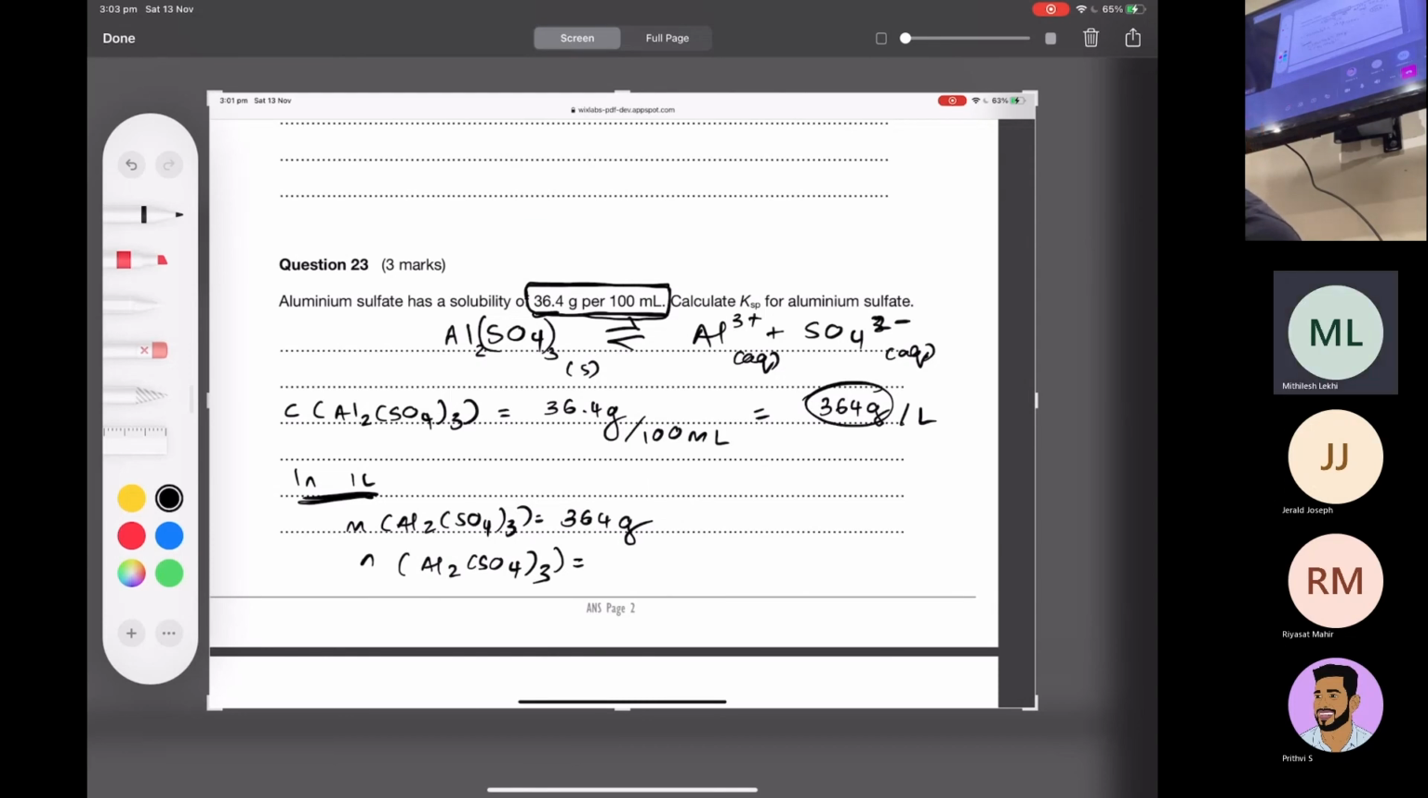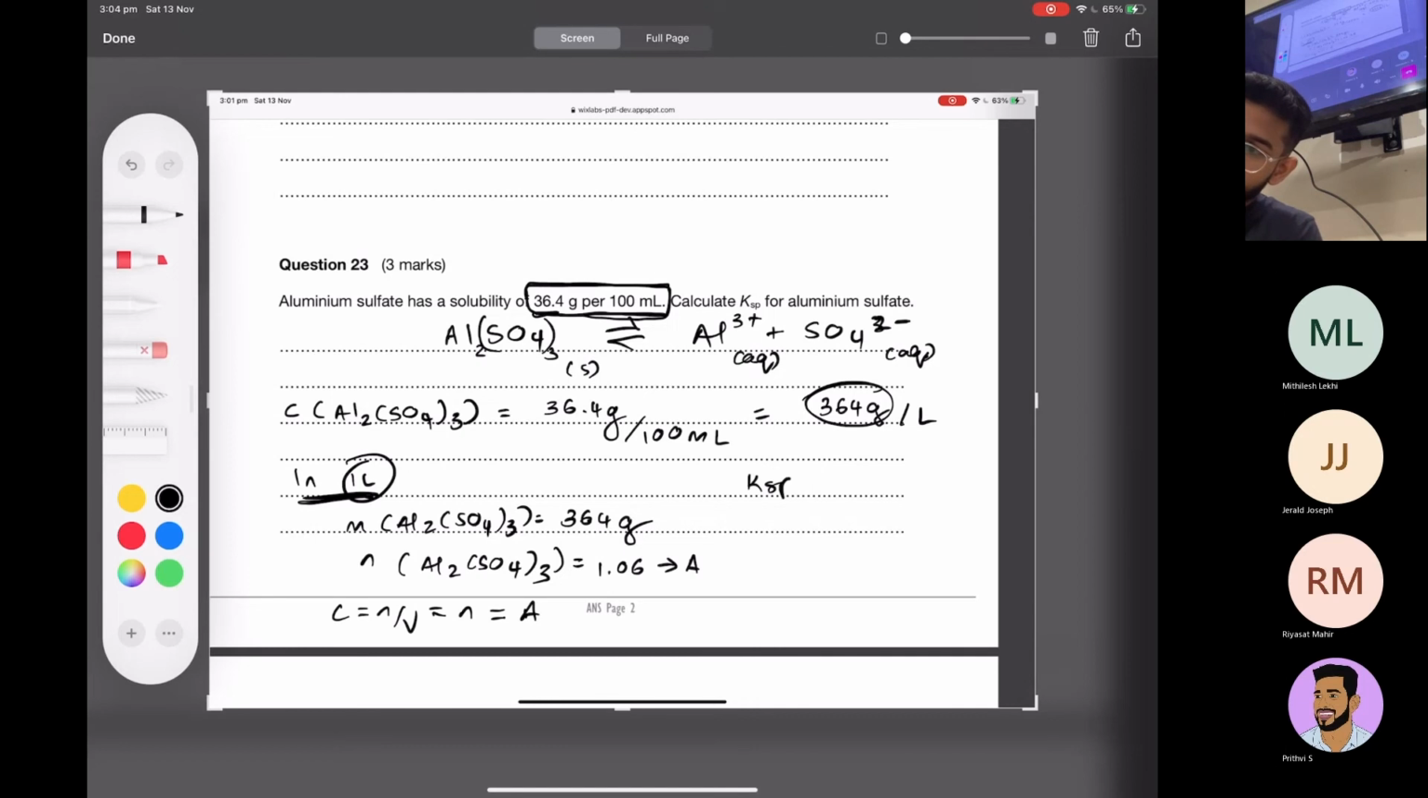Give me a second. Who's got an answer? Is that it? Okay, I got 1.06. Okay, good. So we can maybe store that as A. Because what is that also? Do you all agree that's also the concentration? Because if we do C equals n on V, well, V is just 1. Good. So now can we find KSP?